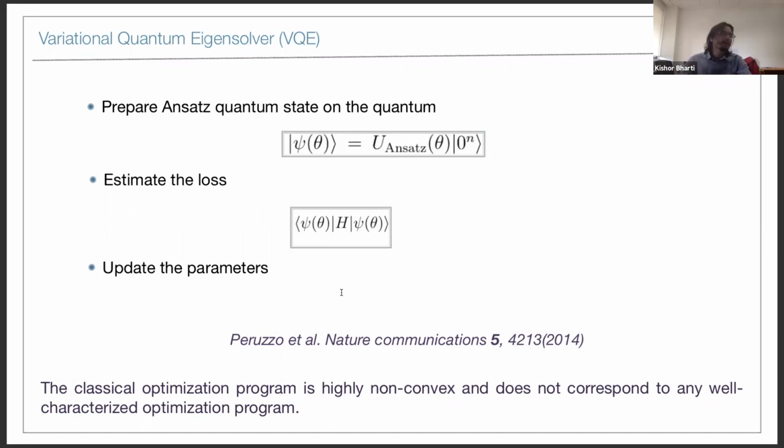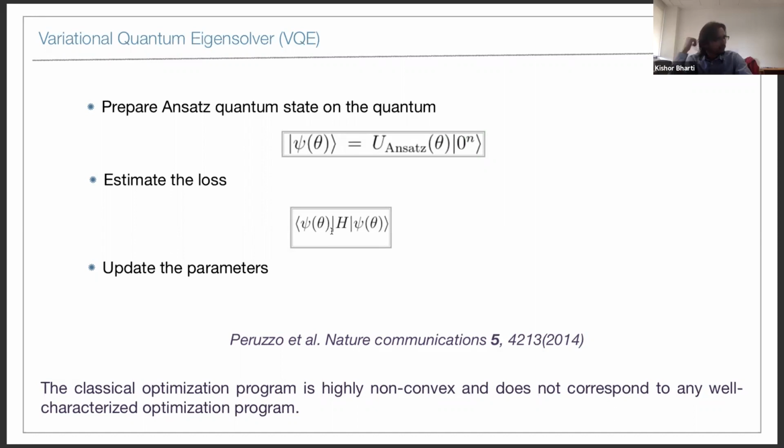Now, using some gradient-free or gradient-based approach, you can tune the parameters, which changes the quantum state again, and then you can calculate the loss again, and update the parameters, and so on. This algorithm has been one of our biggest hopes for quantum advantage in the NISQ era.